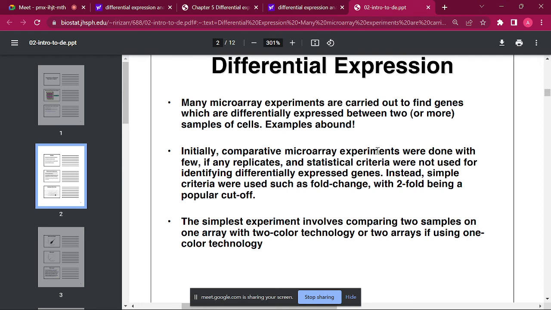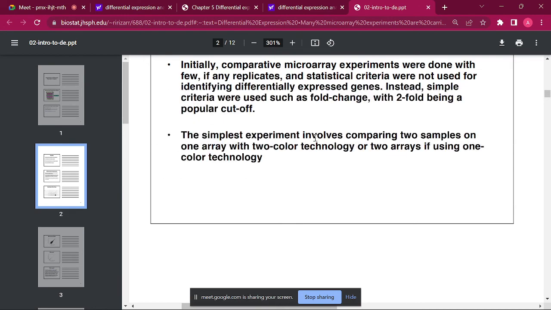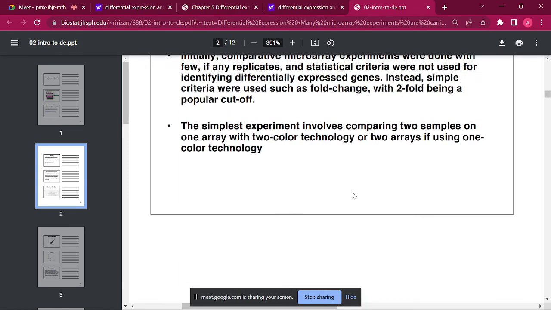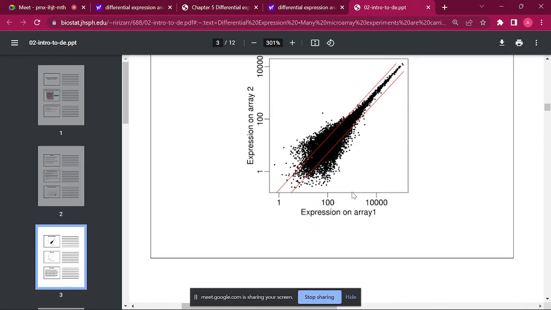Initially, comparative microarray experiments were done with few, if any, replicates, and statistical criteria were not used for identifying differentially expressed genes. Instead, simple criteria were used such as fold change, with two-fold being a popular cutoff. I have explained to you that whenever you get the data, you try to find the fold change, and then we also take the log of the fold change. The simplest experiment involves comparing two samples on one array. Leave this, it is the theory of microarray, which we have to cover later.